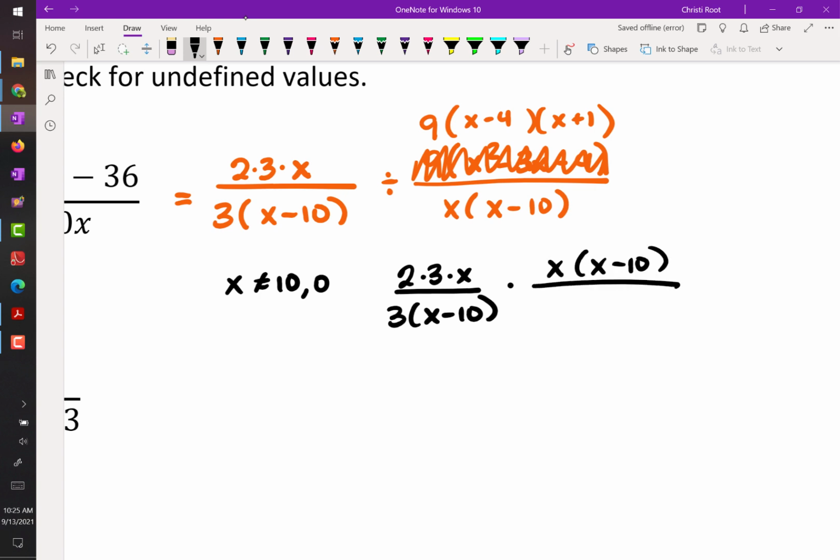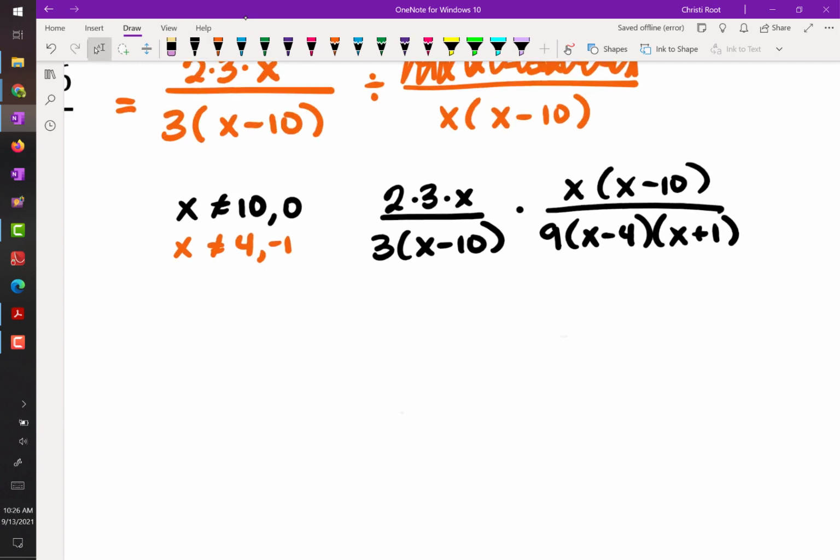Now remember, when you're writing down this new denominator, it may create new undefined values. So let's see here. That cannot be 4. So this is a new undefined value. Cannot be positive 4. And this x cannot be negative 1. This 9 is not a problem because it's not a variable. It's not going to create a 0. It's 9. All right, now here's the fun part.